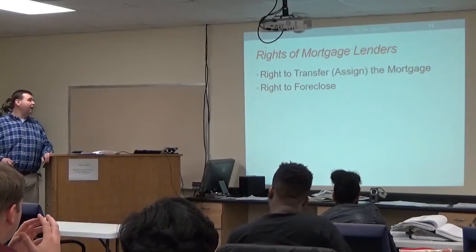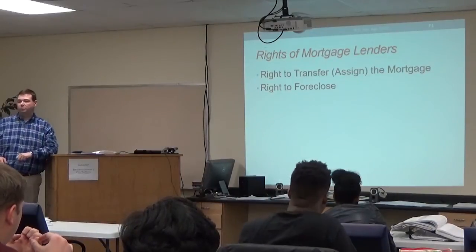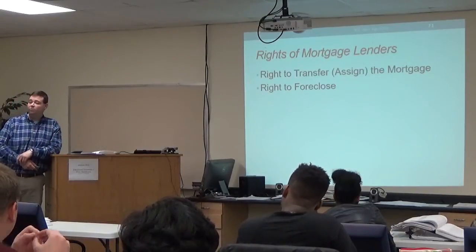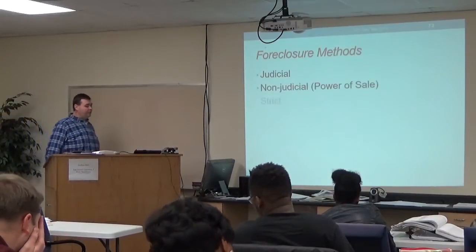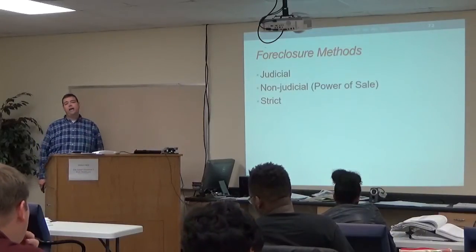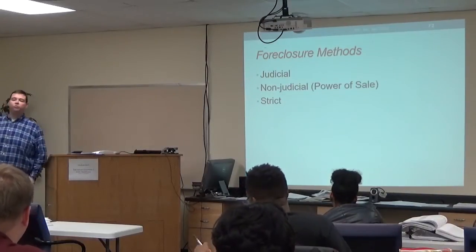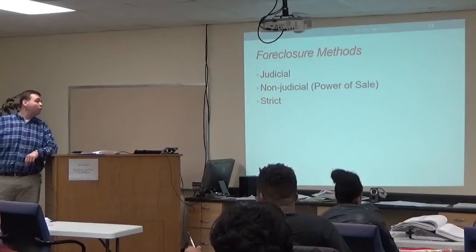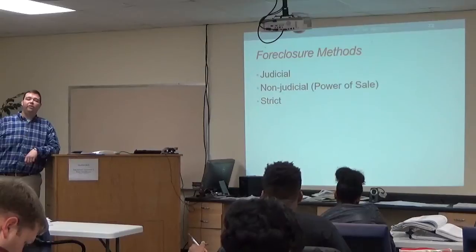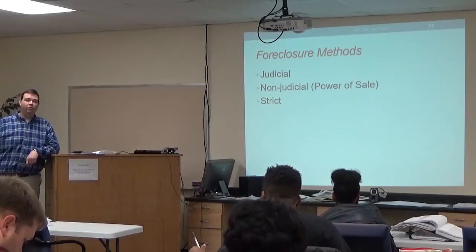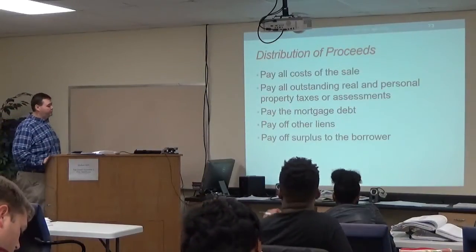What rights do the mortgage lenders have? To transfer the mortgage, because remember it's a negotiable instrument, they can sell it. And the right to foreclose. Those are their rights. We already talked about the different methods of foreclosure last night. We talked about judicial foreclosure, which would happen in a what theory state? Lien theory. A judicial foreclosure would happen in a lien theory state, whereas a non-judicial or power of sale foreclosure would happen in a title theory state, such as North Carolina. We do the power of sale foreclosure here. You don't need to know what strict foreclosure is. You're not going to see it on the test.